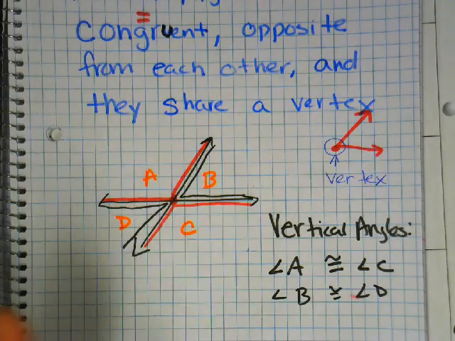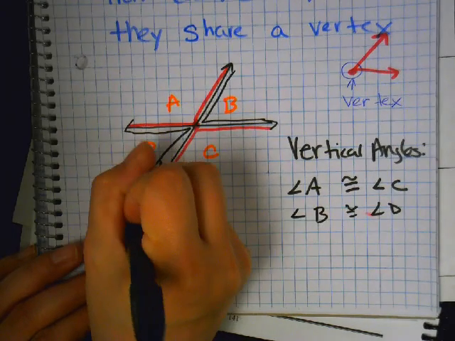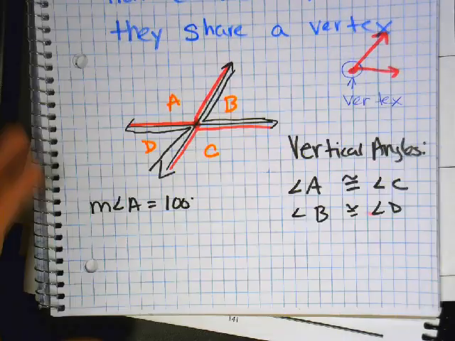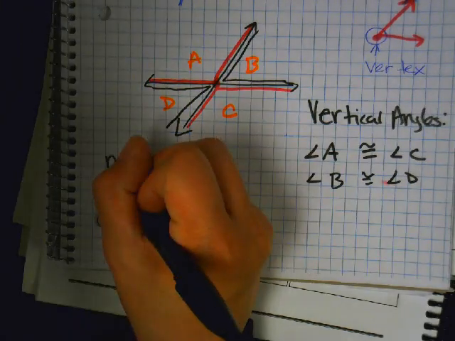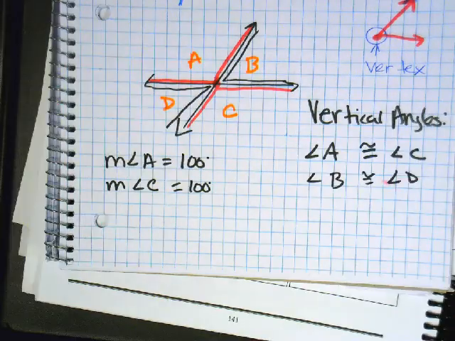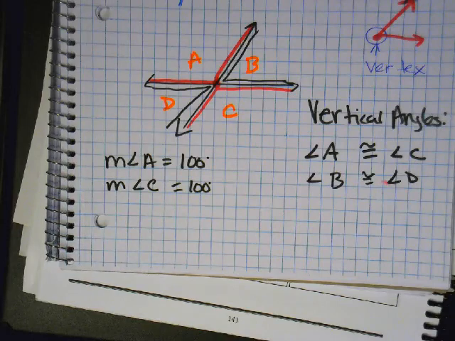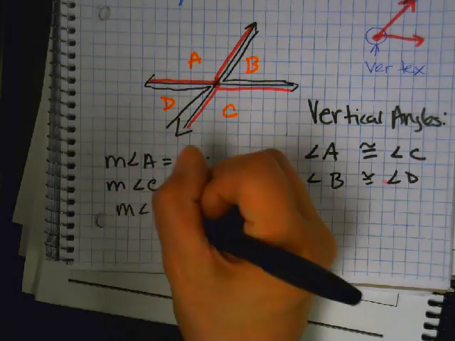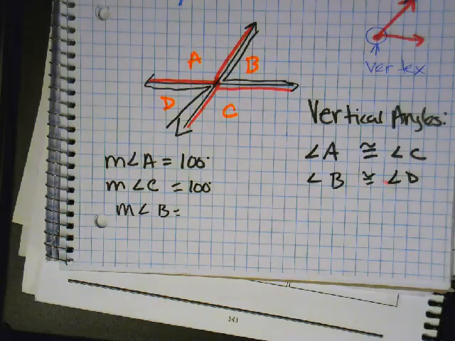Why do we need to know about vertical angles? Well, if I tell you that the measure of angle A is 100 degrees, what else can you tell me? The measure of angle C is also 100 degrees. Why? Because they're congruent. If angle A is 100, that means angle C is 100. Can someone tell me what is the measure of angle B? 130. No, it's going to be smaller. So I'd say like 70.